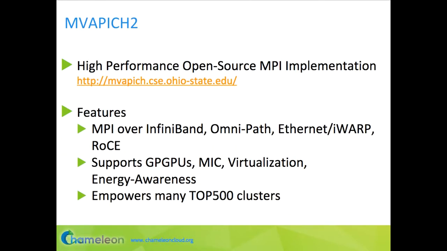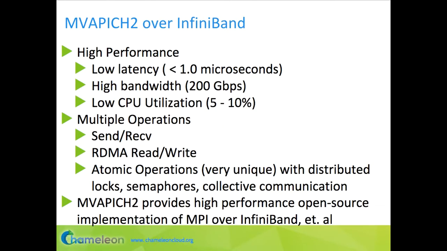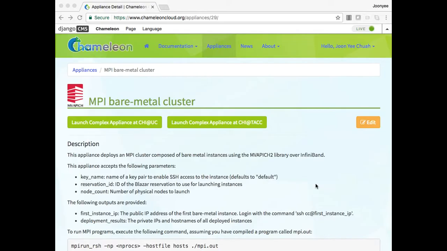MVAPICH2 was developed by The Ohio State University, and due to its broad feature support, it powers many clusters in the top 500 list. In this tutorial, we will also leverage the availability of InfiniBand nodes on Chameleon Cloud. InfiniBand supports up to 200 gigabit per second bandwidth with very low latency. First, we need to reserve InfiniBand nodes.